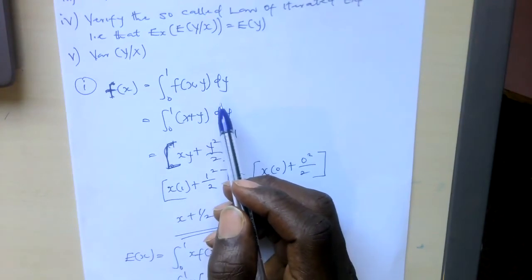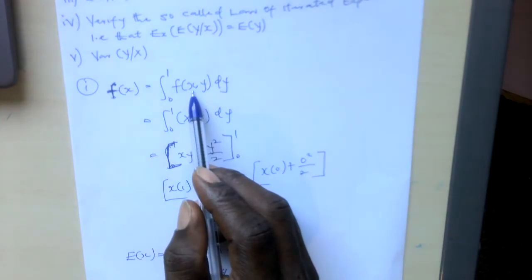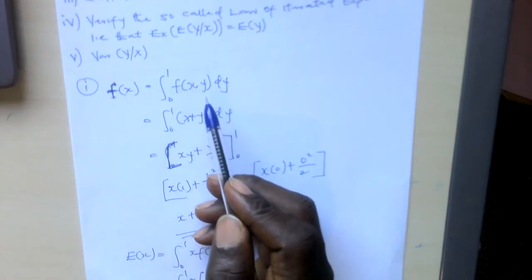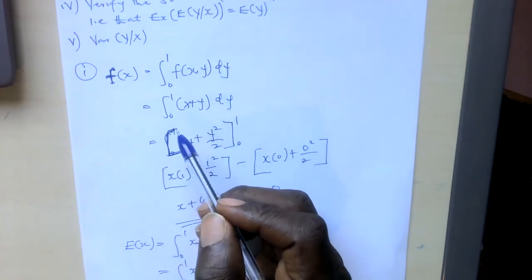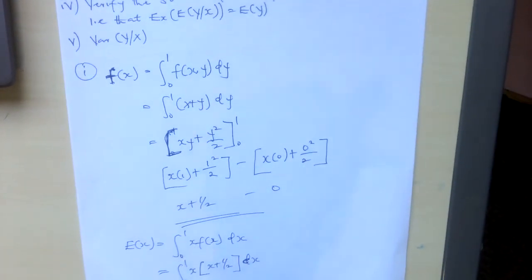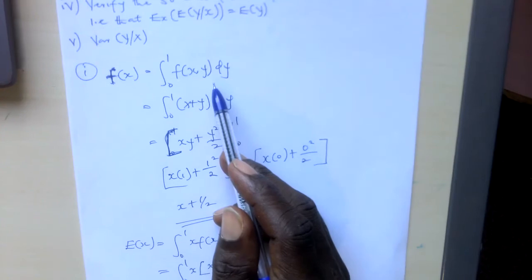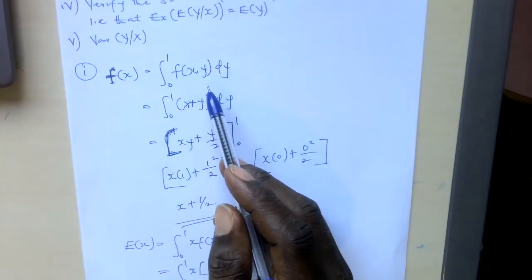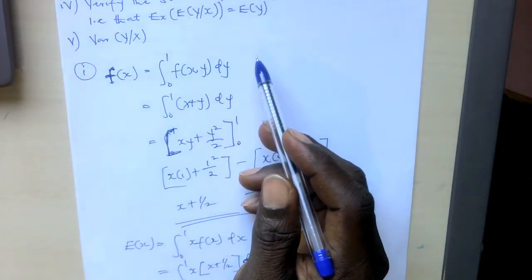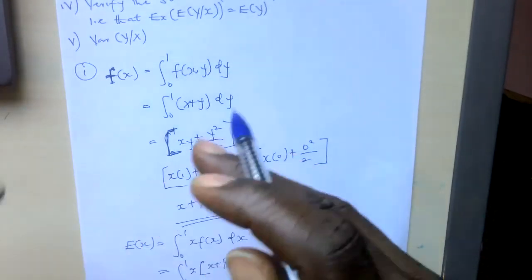If you are doing that from the joint function, and you're interested in looking for f of x, you need to integrate with respect to y to get the f of x. If you are looking for the marginal PDF f of y from this joint function, you integrate with respect to x, so as to eliminate x and have y.